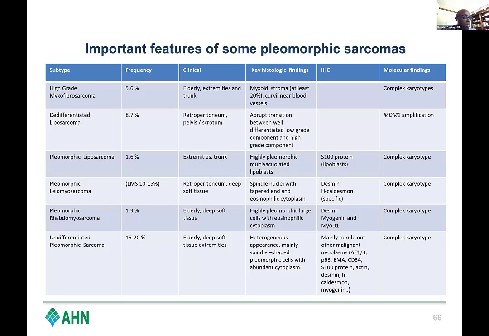This is a table that I hope will be helpful to you guys. It shows the different subtypes of selected pleomorphic sarcoma with the frequency, clinical finding, key histologic finding, immunohistochemistry, and molecular finding. As you can see, the majority of them are characterized by complex karyotype. Only the dedifferentiated liposarcoma is characterized by MDM2 amplification.